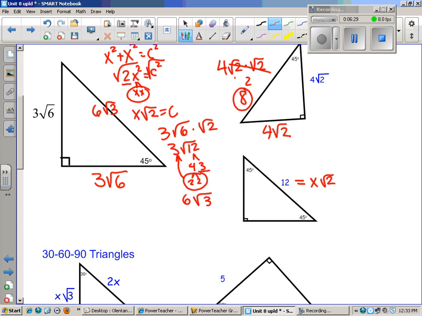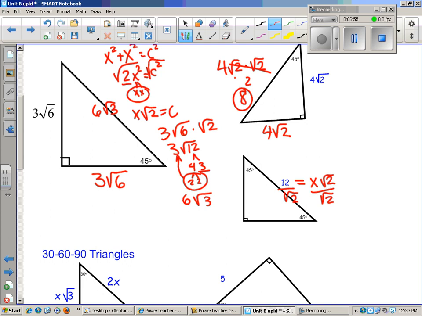Divide by, well, think about it this way. If it were 12 equals 2x, how would you solve for x? Divide by 2, right? Well, square root of 2 is a number, just like 2 is. It's just ugly, but we don't want to discriminate on appearance, right? We've got to treat it the same way. So we're going to divide by the square root of 2.